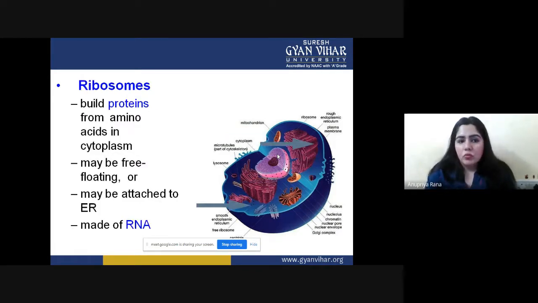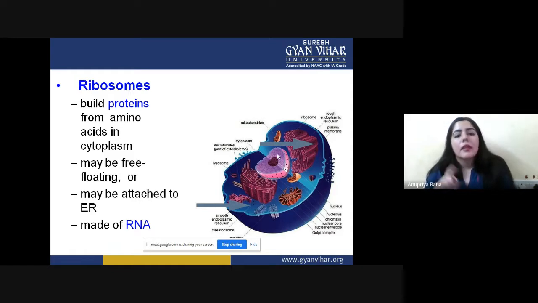Next, the ribosomes. As we have already talked a lot about the ribosomes, they build protein from amino acids in the cytoplasm, maybe free and floating, maybe attached to the ER. If we talk about the location of ribosomes, they can be free floating inside the cytoplasm. They do not have to attach to anything, but sometimes they are attached to a part or organelle of the cell. At that time, they are attached to the ER, the endoplasmic reticulum.